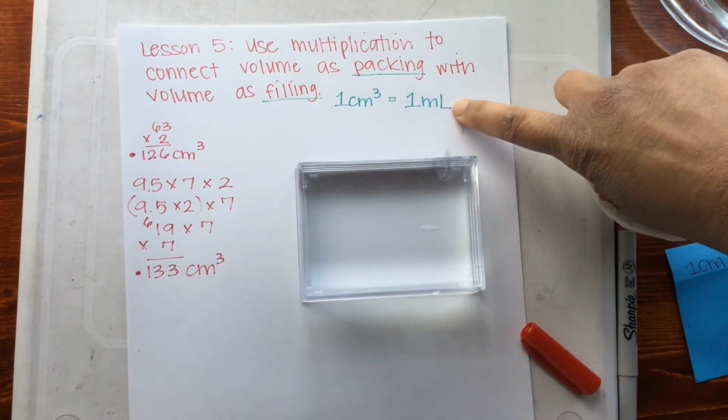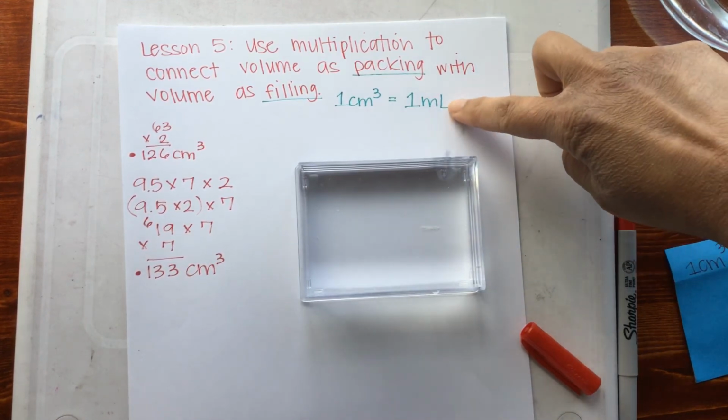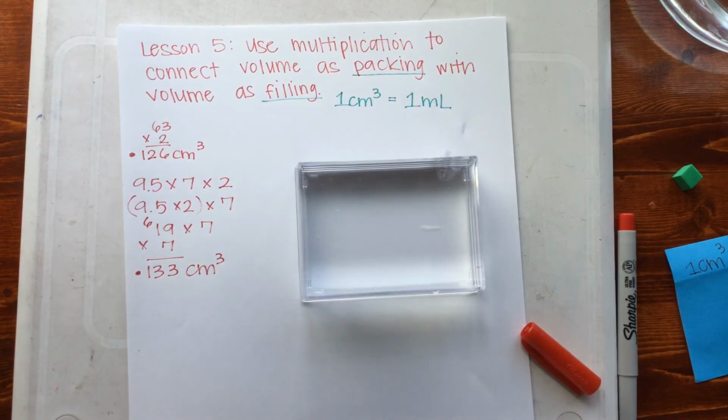133 milliliters of water. So that's what you're going to be working with in lesson 5, is this understanding that packing with cubes, 1 centimeter cubed, is the same as, it is equal to 1 milliliter of liquid. And so as you go through some of your lessons this week, that's an understanding that we need to have. That 1 centimeter cubed is the same as 1 milliliter.